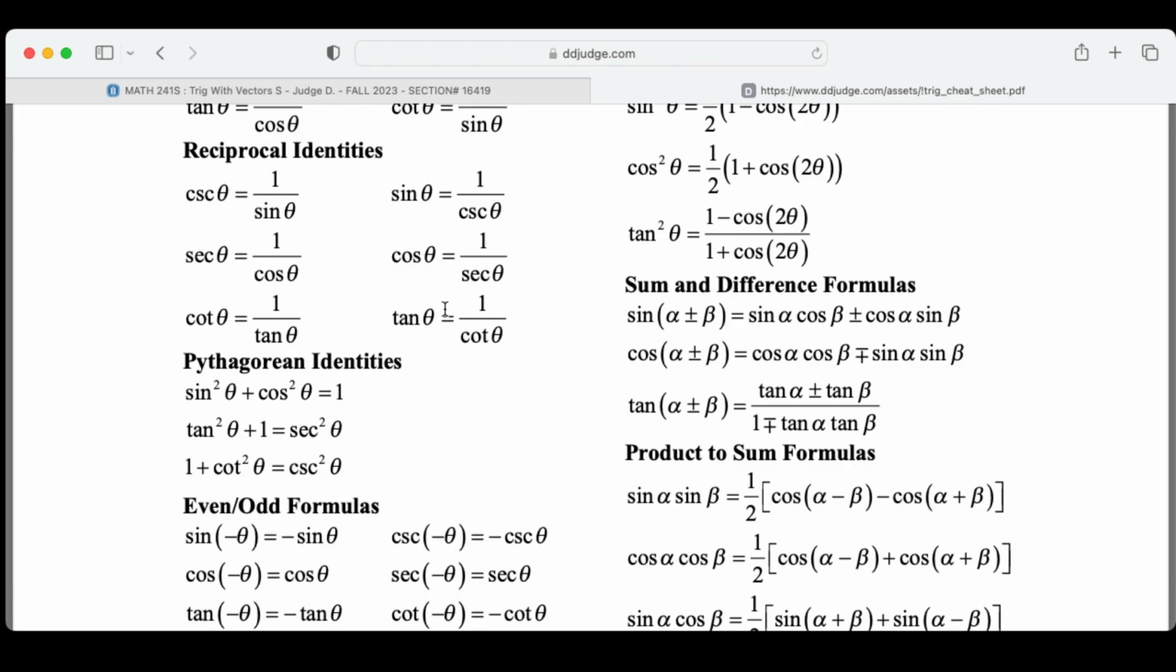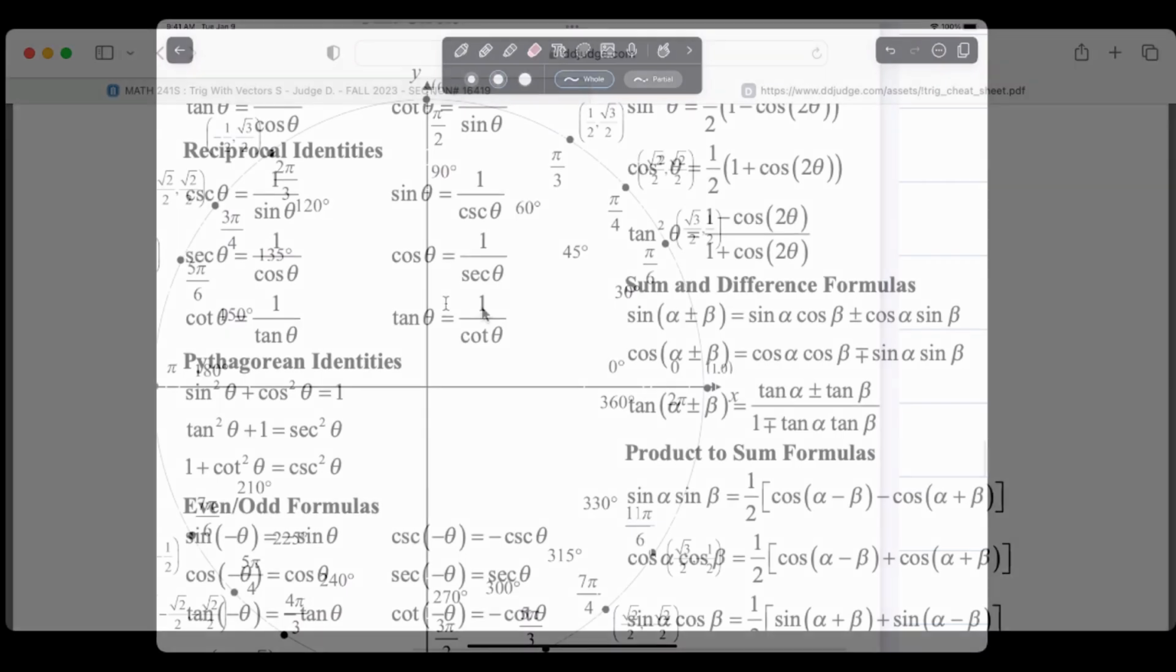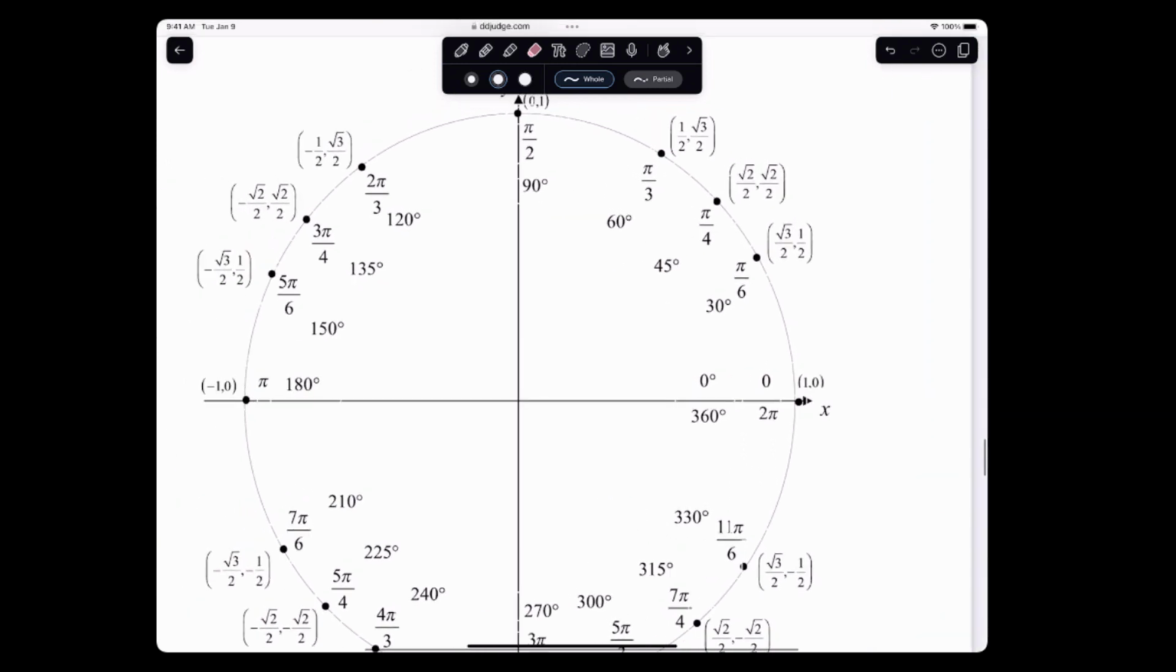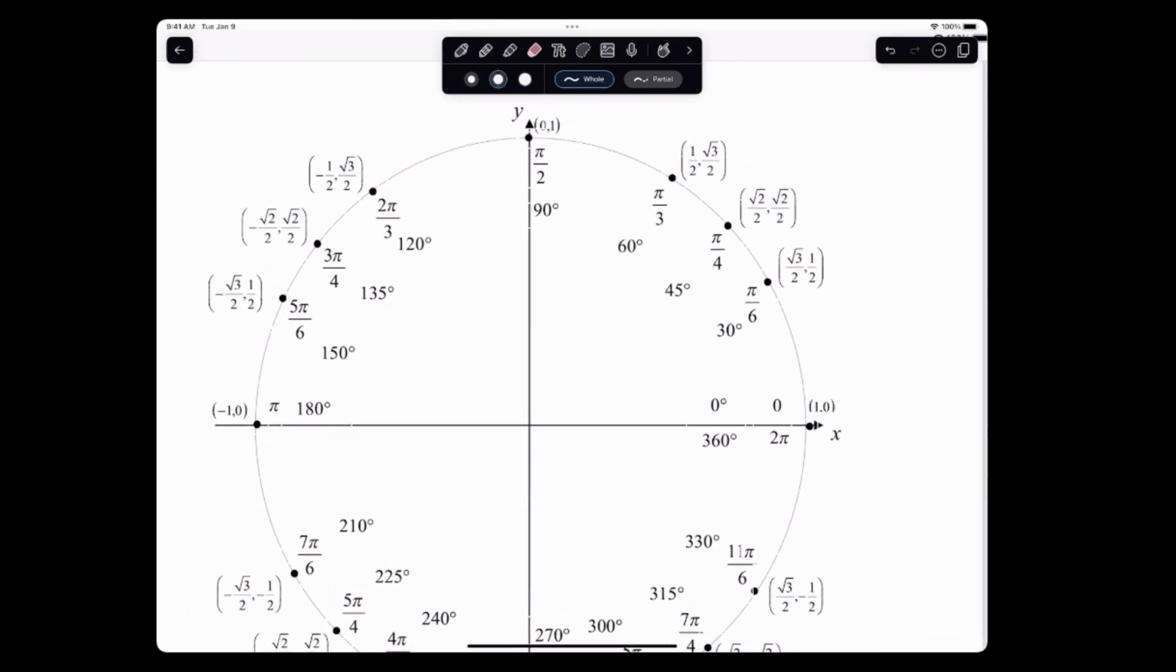True? Oh, you can't see it. You can't see it. Good. So you use this unit circle on your test. Is that right? All right.